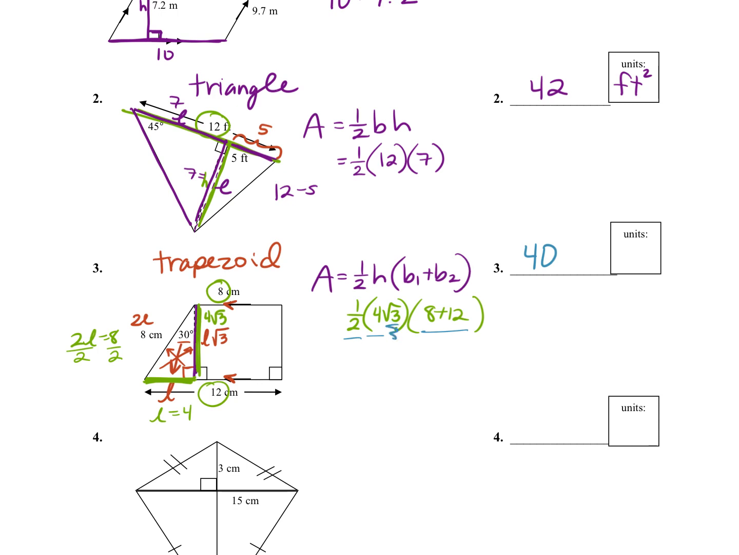And then you can attach your rad 3 to it to keep it in simplest radical form, and then label it centimeters squared for area.